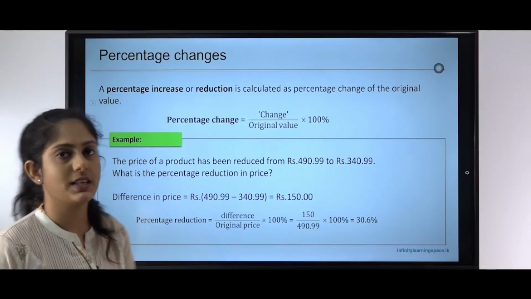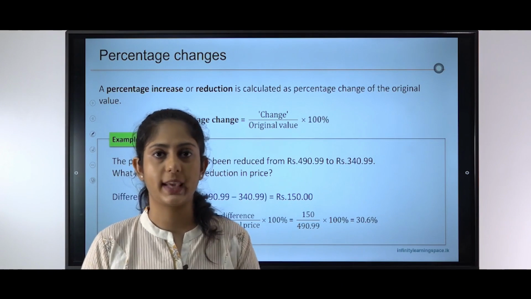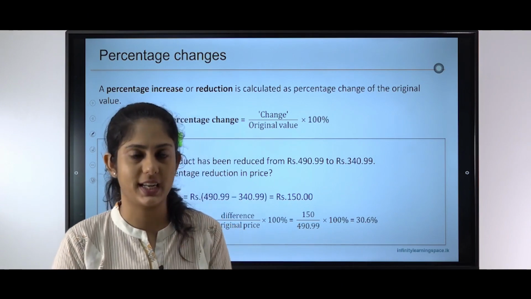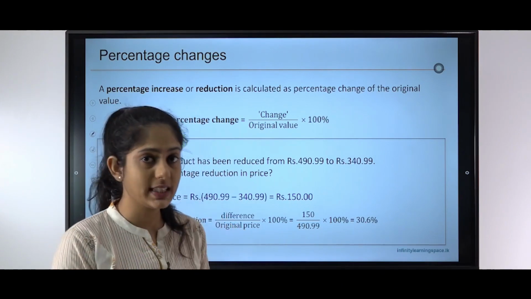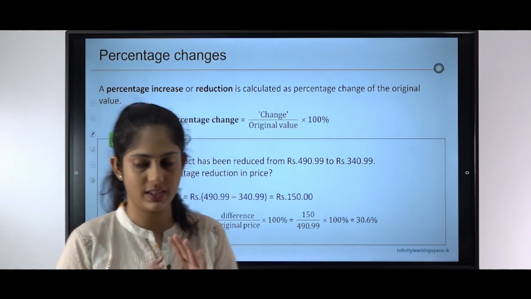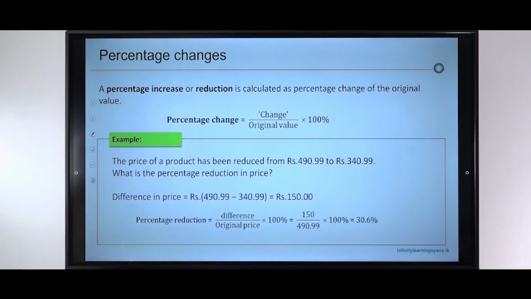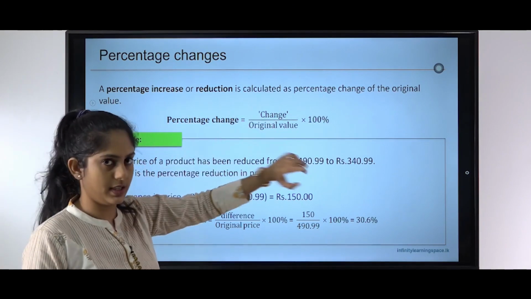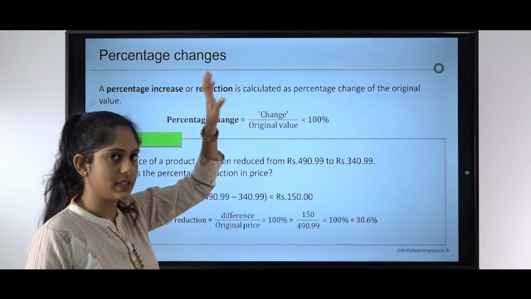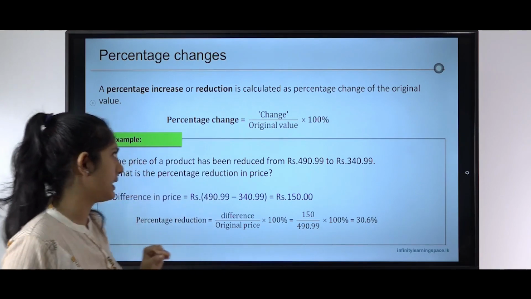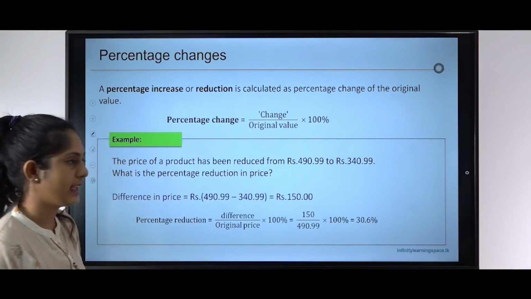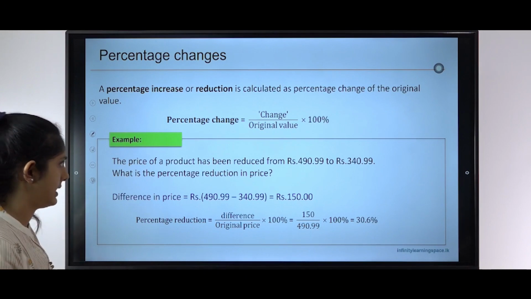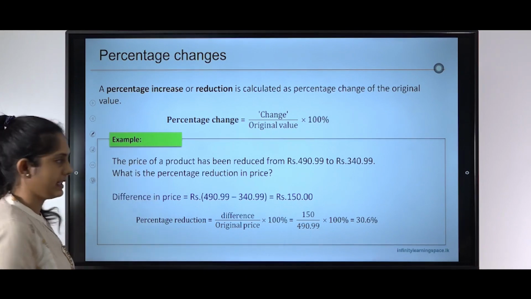So the next section to look at is how to calculate percentage changes. So if there are changes in percentages, right? Let's look at that. Let's say a percentage increase or reduction, because a change can be a percentage increase or a decrease. So how do you calculate a percentage change, right? Let's go to the example directly.